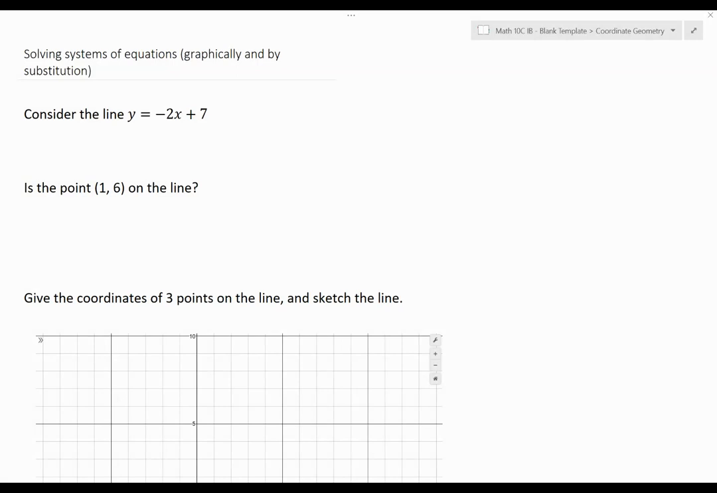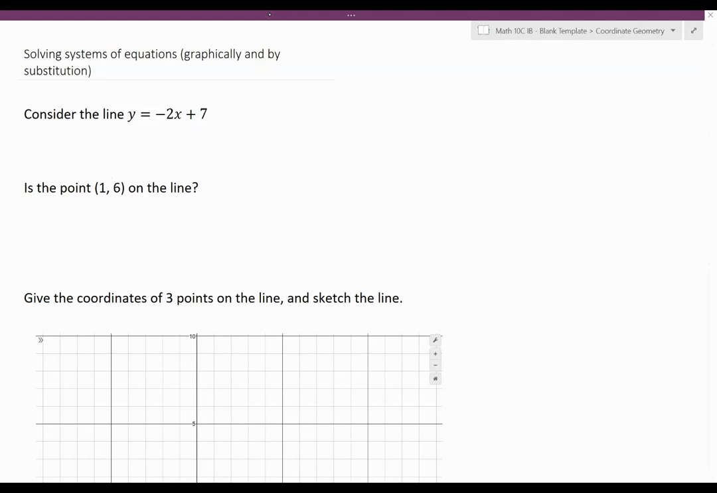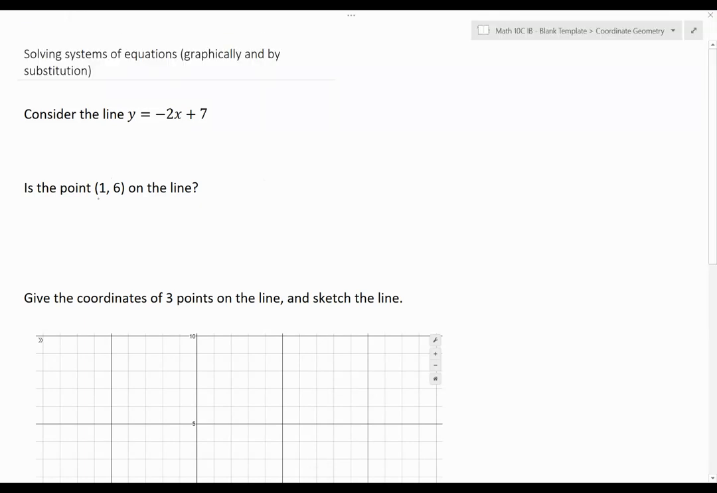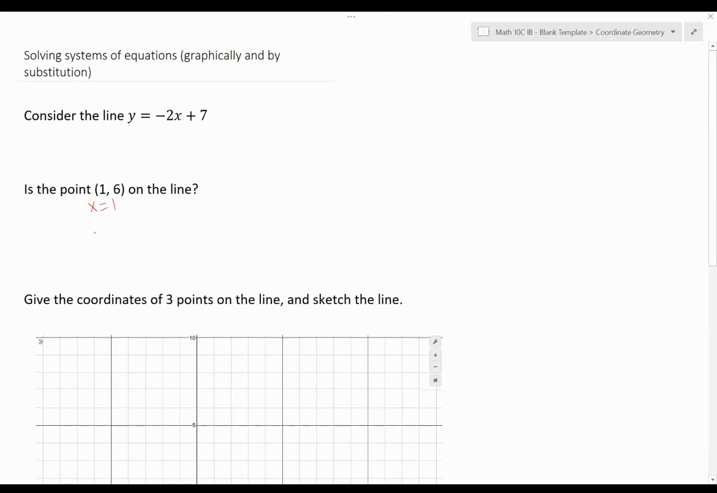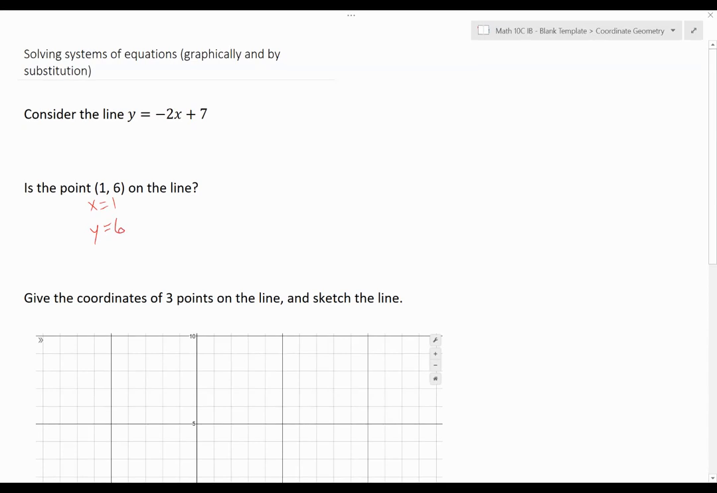So we're going to consider the line that is represented by y equals negative 2x plus 7. And I just want to answer the question, is the point (1, 6) on the line? The easiest way to verify if that point is on the line is to check if this particular x value and this particular y value, in other words, if x equals 1 and y equals 6, do those values of x and y make this equation true?